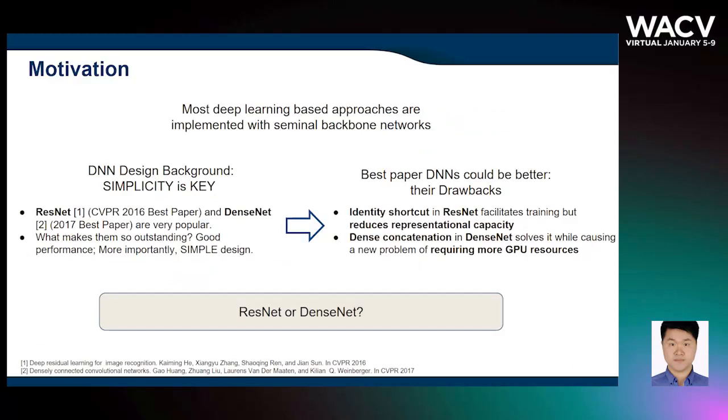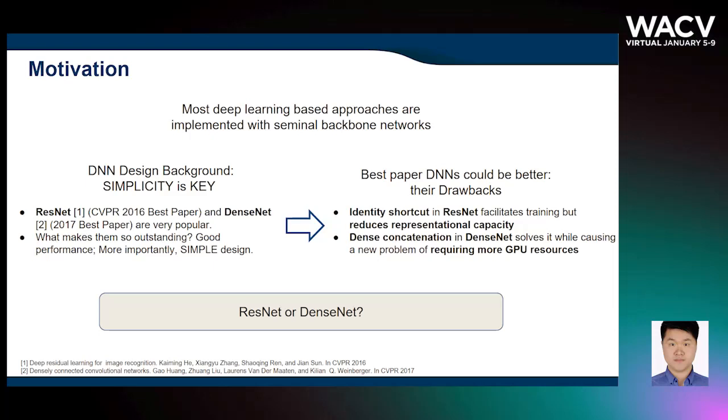ResNet or DenseNet? Nowadays, most deep learning-based approaches are implemented with seminal backbone networks. Among them the two arguably most famous ones are ResNet and DenseNet. Despite their competitive performance and overwhelming popularity, inherent drawbacks exist for both of them.